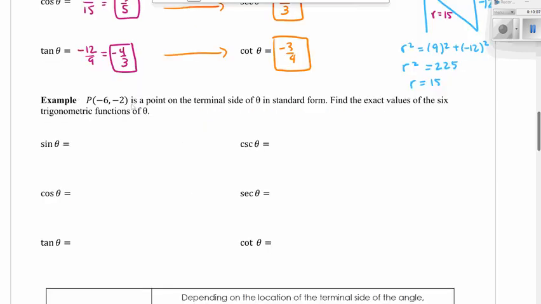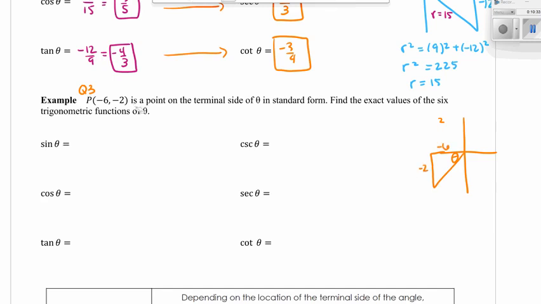We want to look at the point (-6, -2). Of course, if it's negative x and negative y, this tells me that we are going to be in quadrant 3. Again, the quadrants are 1, 2, 3, 4, in case you forget. So then when I draw my triangle, it's going to go this way, and this would be my angle of theta. x is -6 and y is -2.